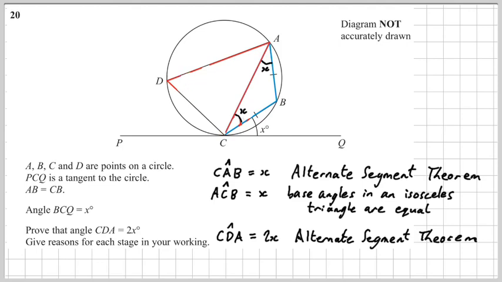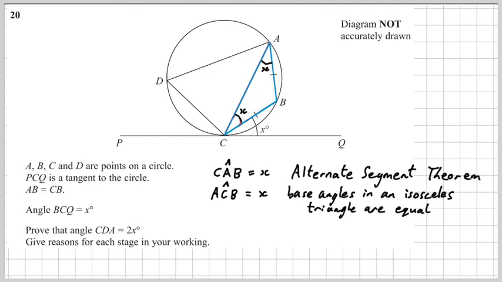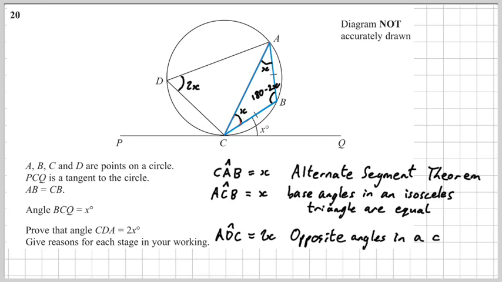Here is the alternative method you might prefer. So once you get to this stage here where you've got your two x's there, is to work out the third angle in that triangle, which is going to be 180 minus 2x, and then use the cyclic quadrilateral rule, just to write down that that's 2x there. So ADC is 2x because opposite angles in a cyclic quadrilateral add to 180 degrees.